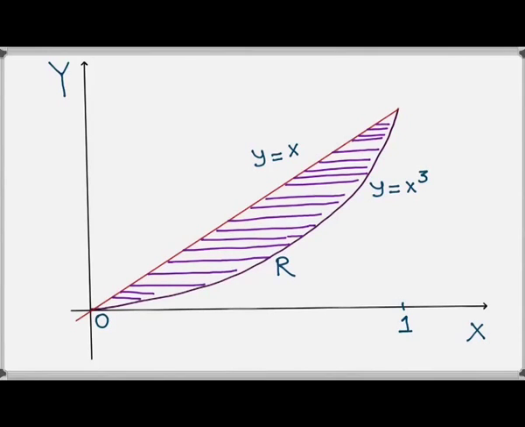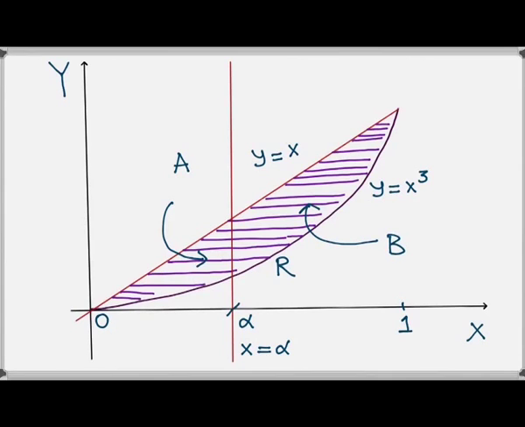Now alpha is a real number between 0 and 1 and the line x equals to alpha divides the region R into two equal parts. So let the line x equals to alpha be this. So this point is alpha and this is the line x equals to alpha. We call this region as region A and this region as region B. So we know that the area of the region A is equal to the area of the region B.